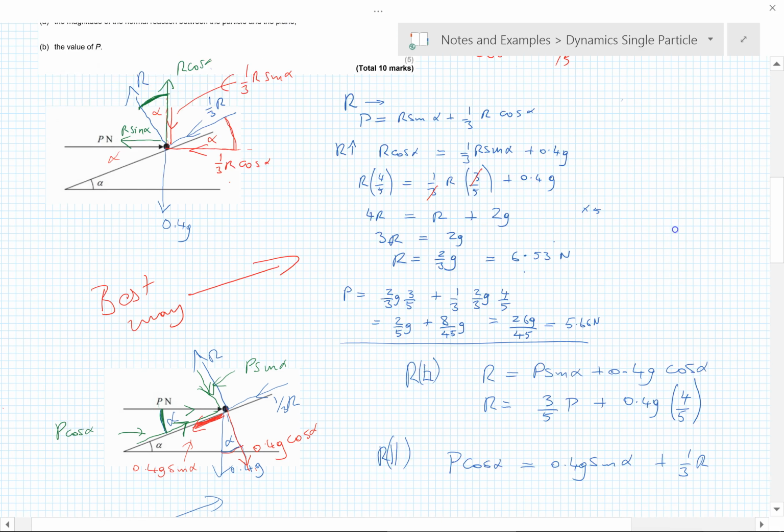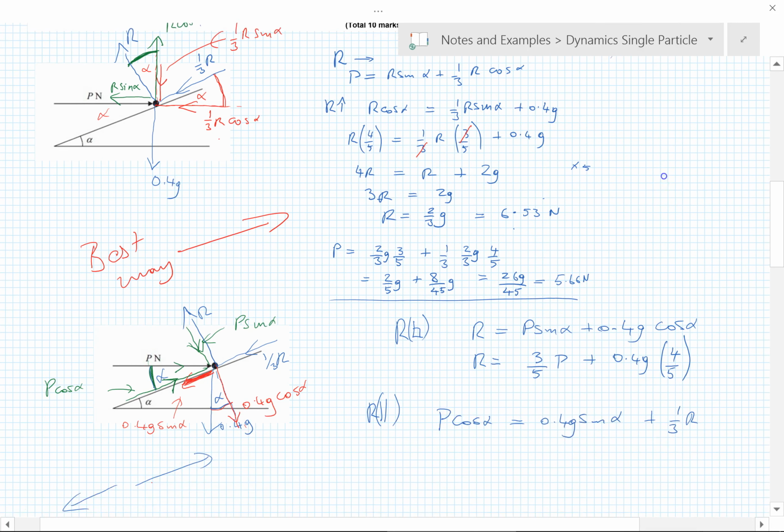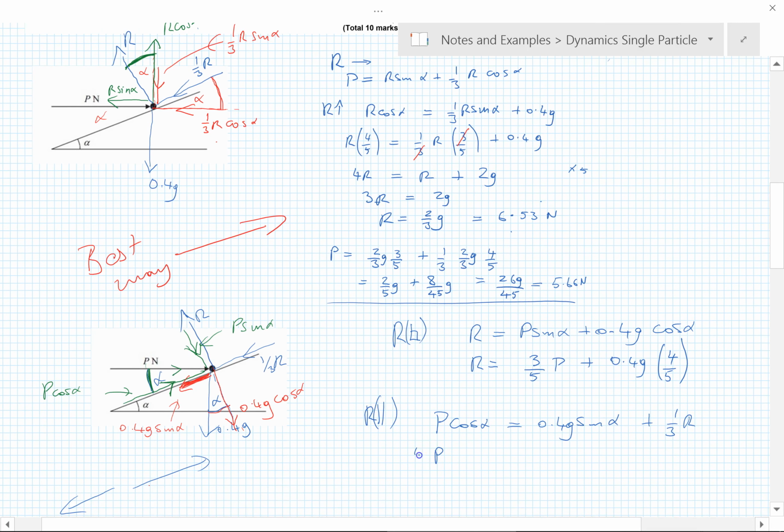Okay, let's sub in my ratios for sine alpha and cos alpha. Sine alpha is 3/5, cos alpha is 4/5.